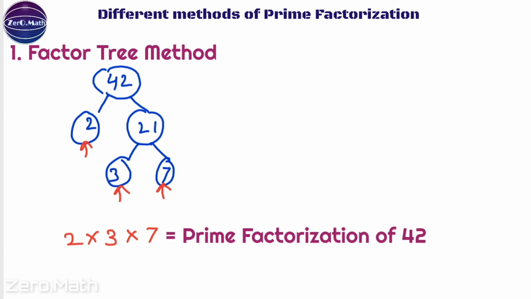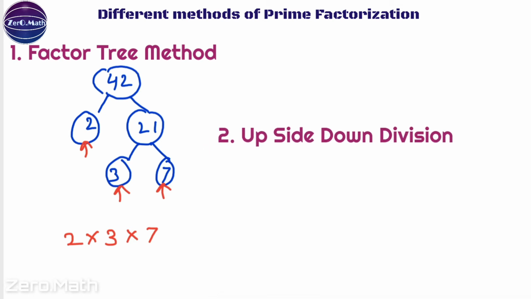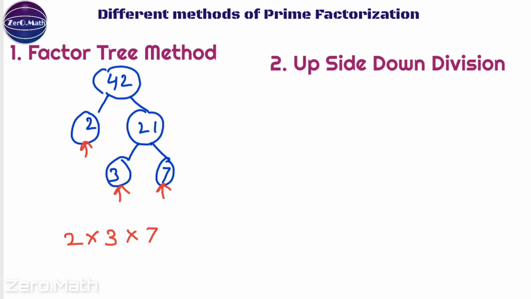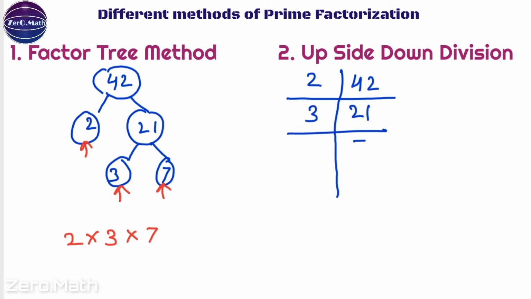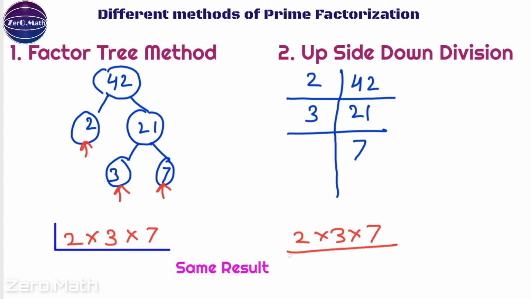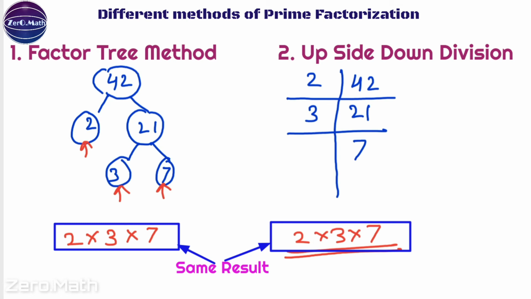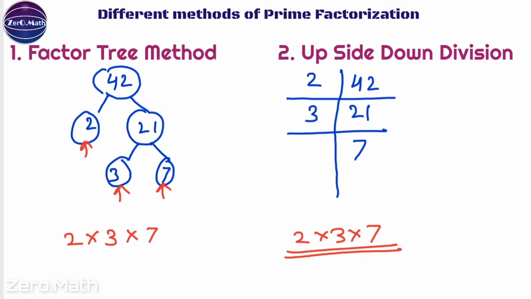Now let's understand the other method. The other method for prime factorization is called the upside down division method. In this method, we perform division of the number from top to bottom. So you can see number 42 has two factors, that is 2 into 21. We'll further factorize 21 as 3 into 7. Now we have got our prime factors, that is 2 into 3 into 7. You can use either method to find the prime factors of a number. The upside down method can save more space and time when factorizing a larger number.